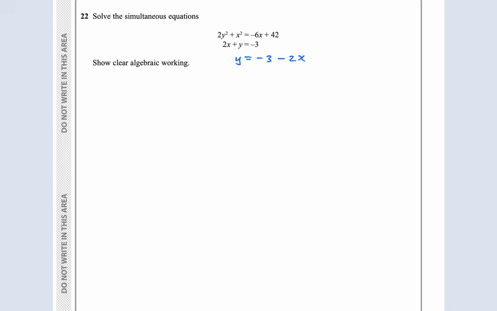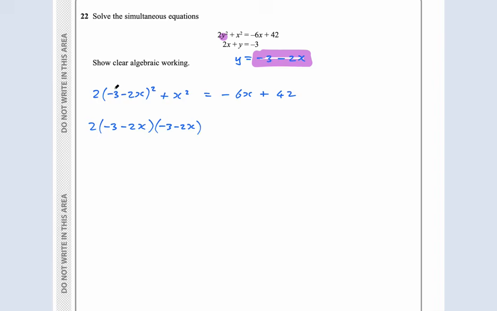Okay, now what I'm going to do is, instead of y, if I see y here, I'm going to put this instead of it. So instead of 2y squared, I'm going to put 2 times (minus 3 minus 2x) squared plus x squared, that's just this, equals negative 6x plus 42. Multiply this out. This is going to be minus 3 minus 2x times minus 3 minus 2x. Don't do anything silly, guys, like multiplying by 2 first. You gotta square it first. Think BIDMAS or BODMAS. Okay, x squared equals minus 6x plus 42.